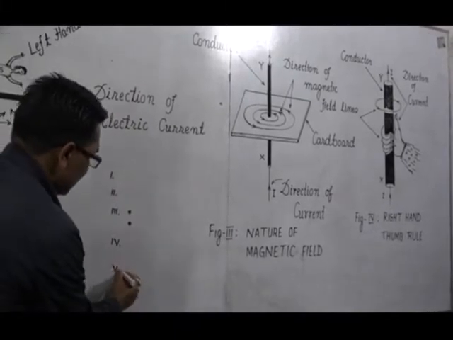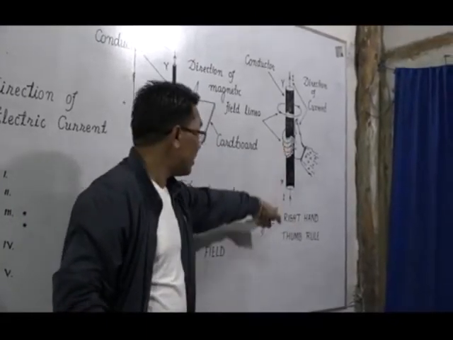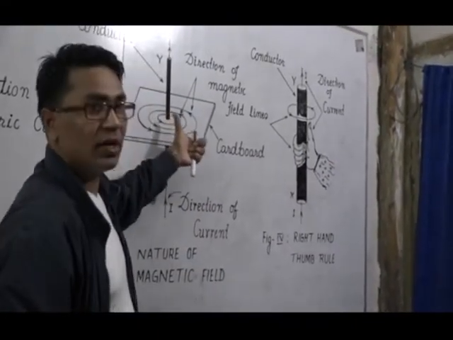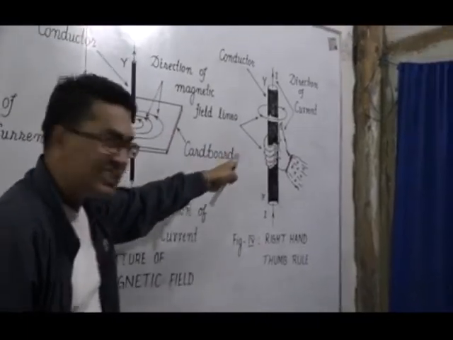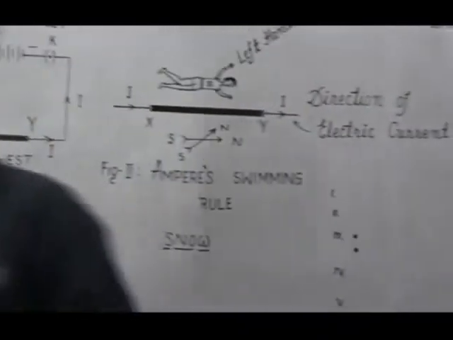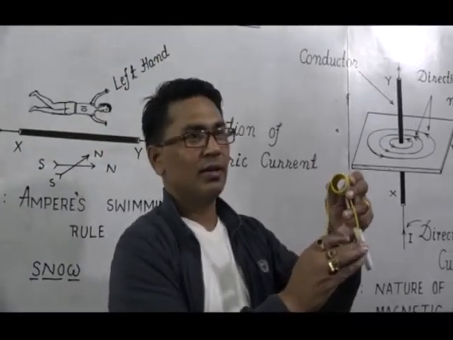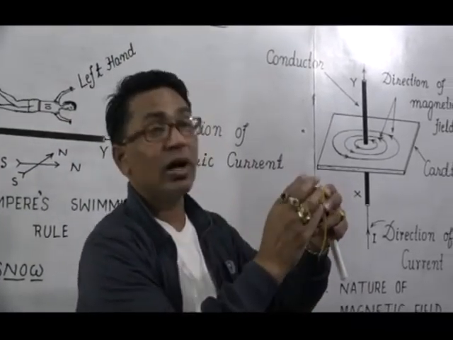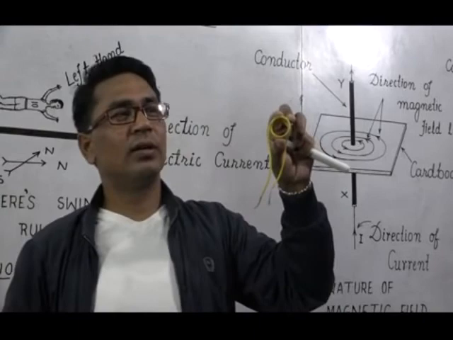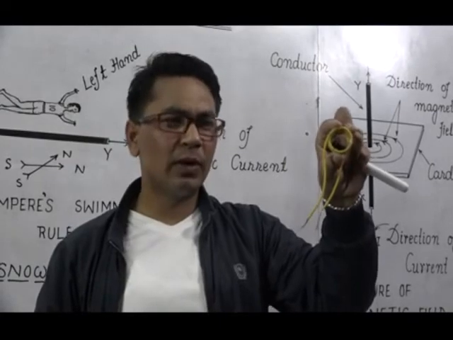The fifth point is the right hand thumb rule, which is in the class 10 syllabus. Next, for a circular coil or loop, the magnetic field will be discussed in the next class.